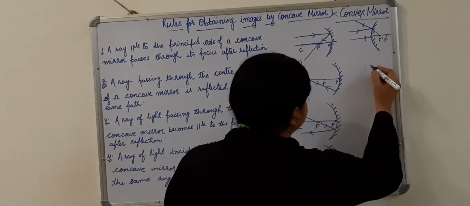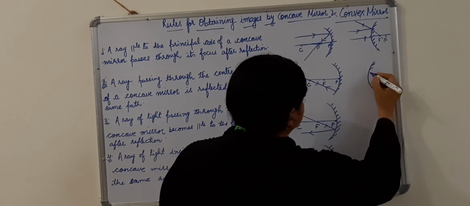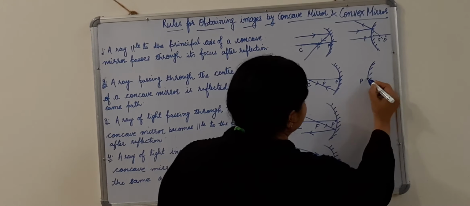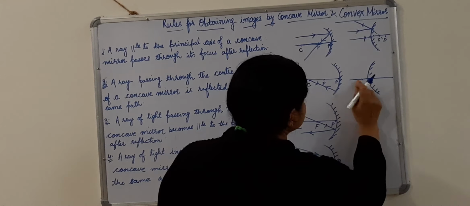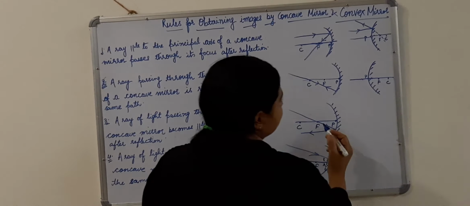Second, this is the pole, principal axis, let me write pole here. This is the focus, this is the center of curvature.